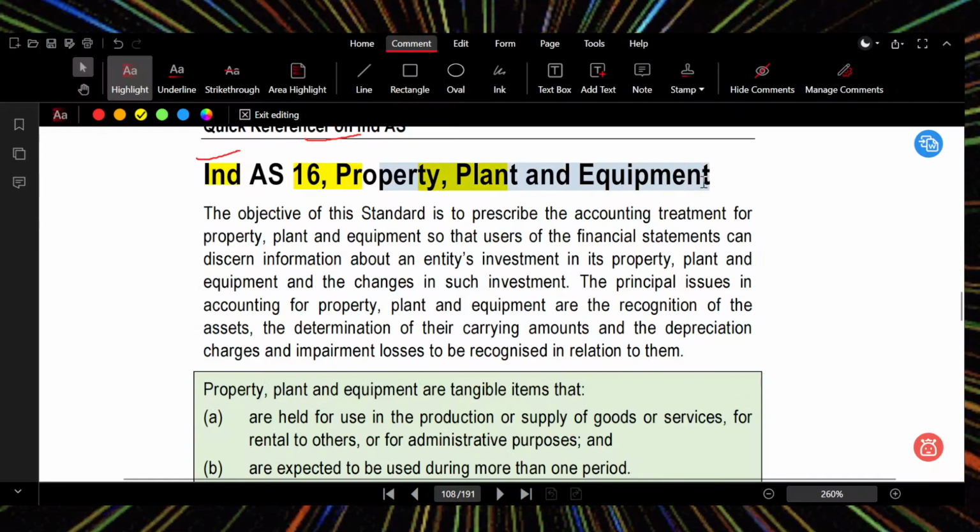Plant, property, equipment. This is the Ind AS we need to see right now. What is this plant, property, equipment?